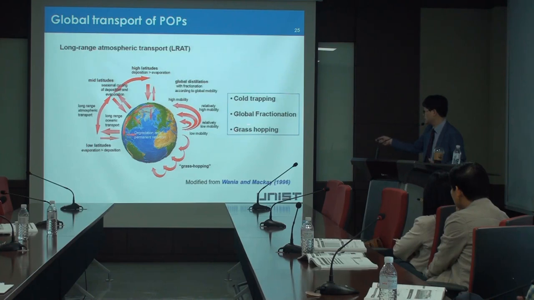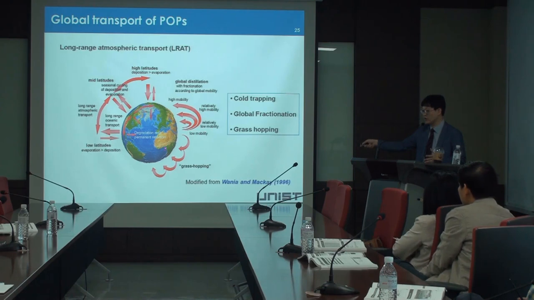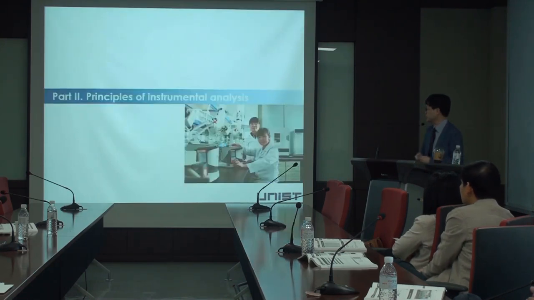And this is the grasshopper effect, like a grasshopper jump. First, evaporate into the air and deposit onto the soil. When there is a temperature increase during summer, for example, again evaporation, deposition, evaporation, deposition, like a grasshopper. Okay. So these are the three major processes for the overall global pollution of POPs.